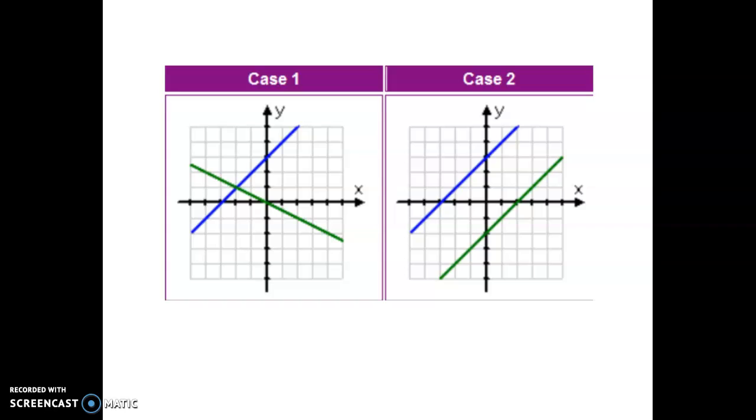Now remember that you have two options here. Either your lines cross once or they never cross. You just have to pay attention to whether your lines are parallel. What do you know about the slopes of parallel lines? They're the same, right? So if you have lines with the same slope, you won't get an answer, because those lines will never cross each other.